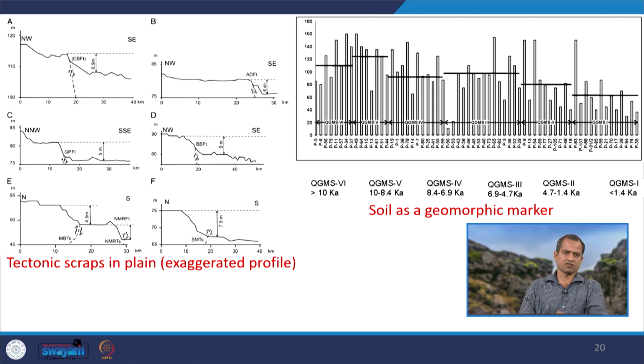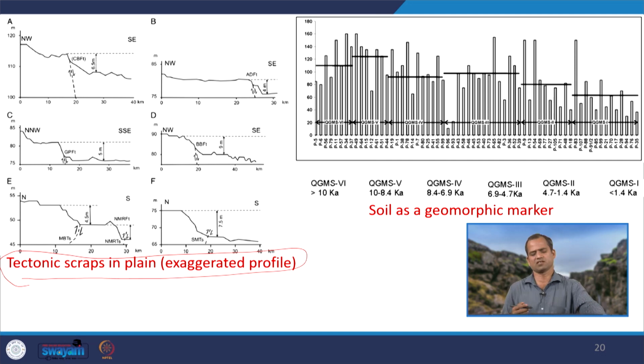Then this tectonic scarp is easy to identify in hilly terrain. However, in the plain, particularly the alluvial plain, it is difficult. That is why we exaggerate the surface elevations, and due to exaggeration we get this type of micro relief difference, and these are indicators of fault.